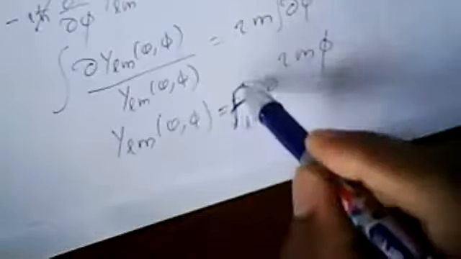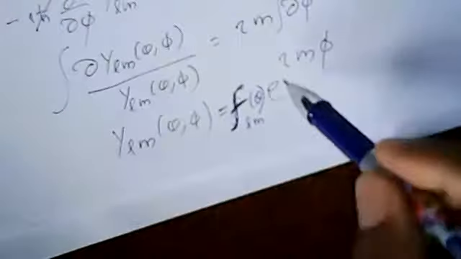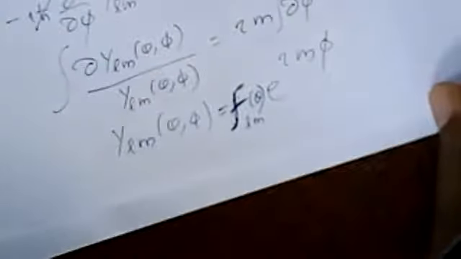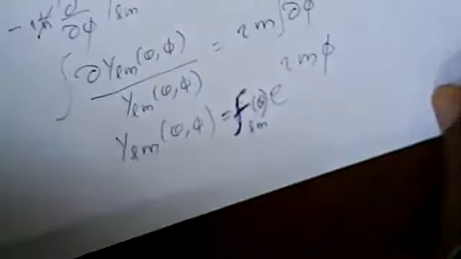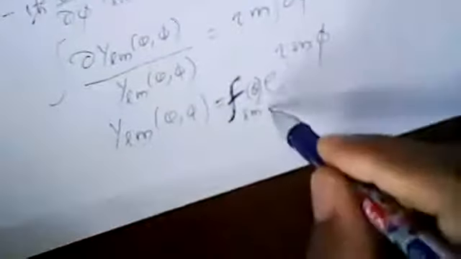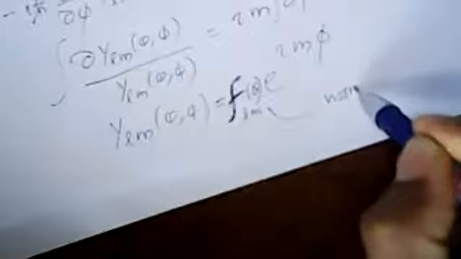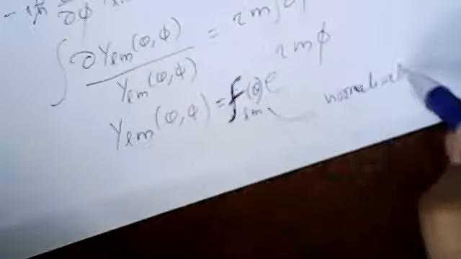Because we are operating with the ∂/∂φ, only phi is the variable, theta is the constant. So put that constant as f_lm(θ) into e to the power of i m φ. Okay, I think that is clear. So this is the normalization factor, normalization constant, f_lm(θ).